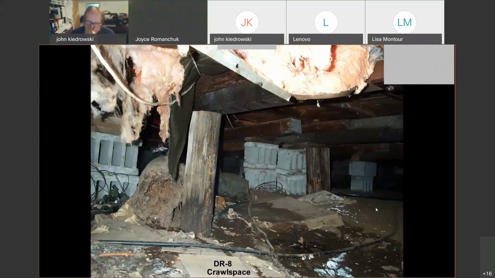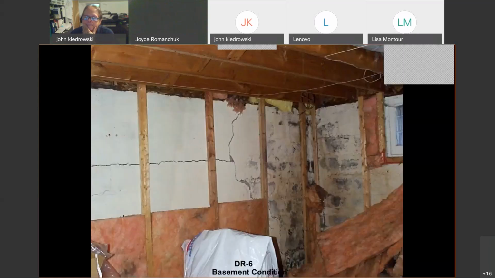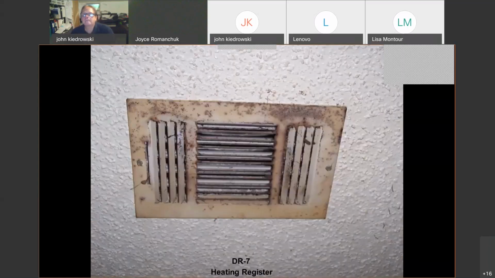Another crawl space. If we went back to that roof, the popcorn ceilings, when did they, on the asbestos issue, what years did they use asbestos for popcorn ceilings? They were quite predominant in the 60s and 70s.